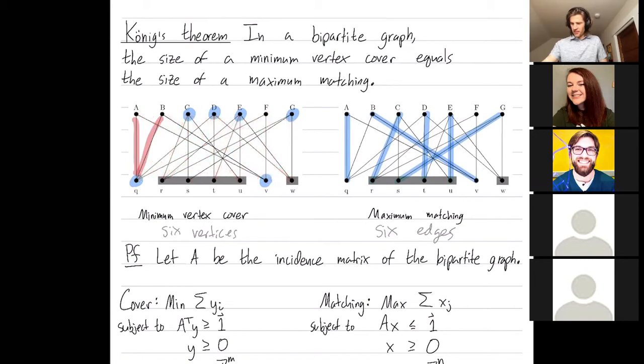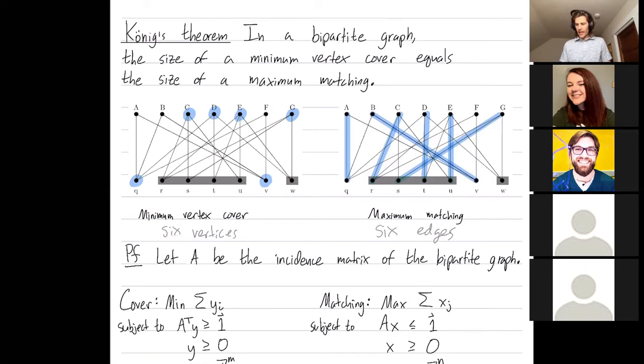And the point of König's theorem is that even though we're talking about quite different things, vertices versus edges, for any bipartite graph, this maximum or minimum number is going to be the same. 6 edges is the best you can do in a matching, or 6 vertices is the fewest vertices you can find in a cover. All right, so it's time to prove this.